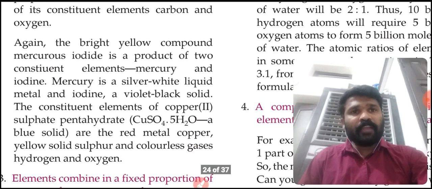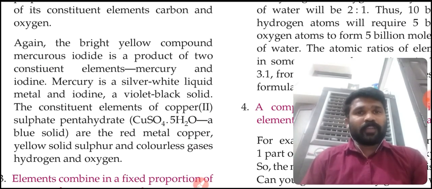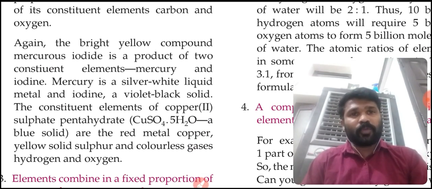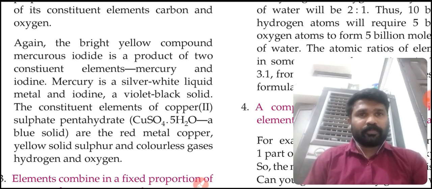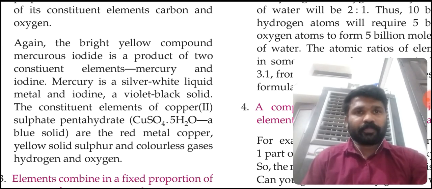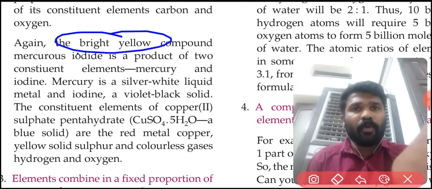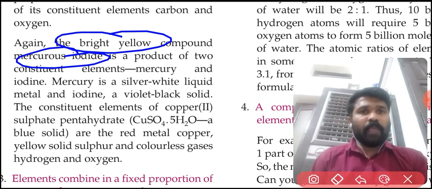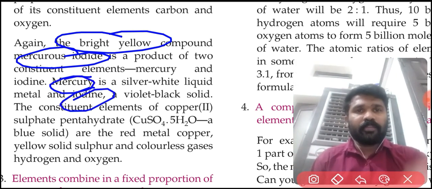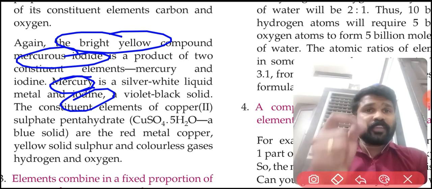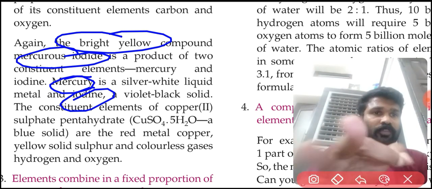Again, the bright yellow compound mercurous iodide is a product of two constituent elements, mercury and iodine. Mercury is a silver white liquid metal and iodine is a violet black solid, and we are getting a bright yellow compound, mercurous iodide, by mixing mercury and iodine.